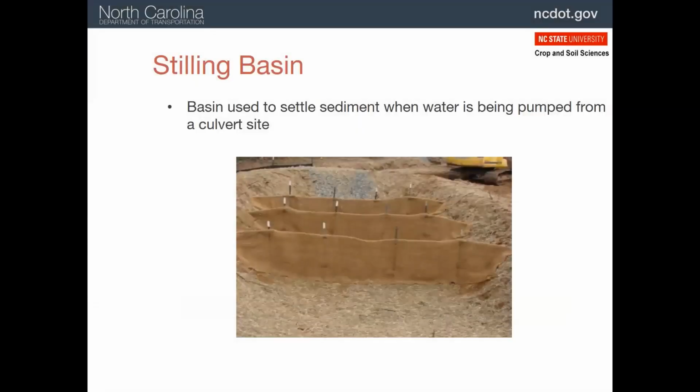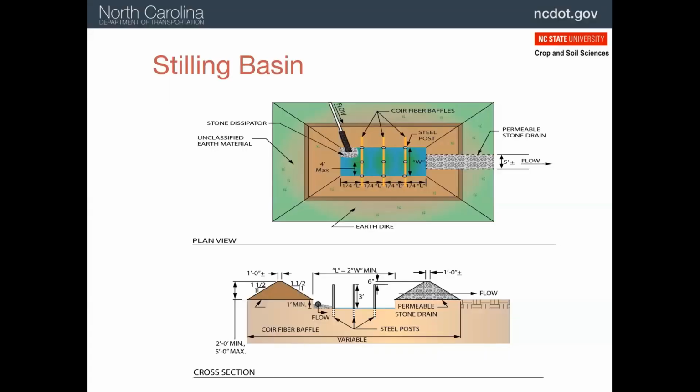So we just discussed earlier how pumped water from a construction site always needs to go through a settling device before it's released off the project. One of the treatment systems is a stilling basin, which you see here, which has porous baffles, again, and a stone outlet. As with the skimmer basin, the flow should be brought into the basin without any erosion and as far away from the outlet as possible.